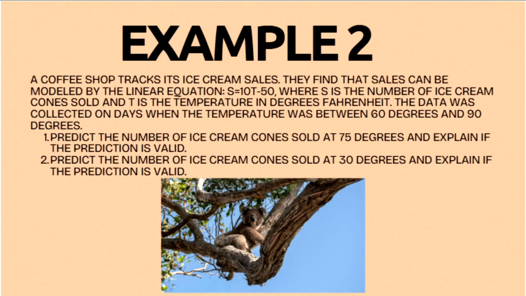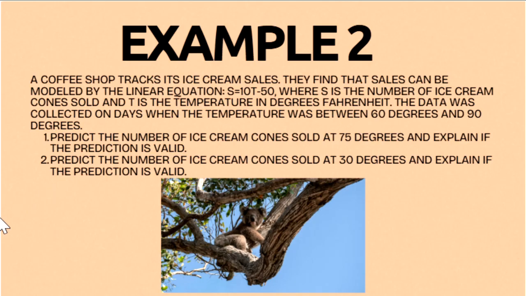Here's example number 2. A coffee shop tracks its ice cream sales. They find that sales can be modeled by the linear equation S equals 10t minus 50, where S is the number of ice cream cones sold and T is the temperature in degrees Fahrenheit. The data was collected on days when the temperature was between 60 and 90 degrees. So first, predict the number of ice cream cones sold at 75 degrees and explain if the prediction is valid. And second, predict the number of ice cream cones sold at 30 degrees and explain if the prediction is valid.